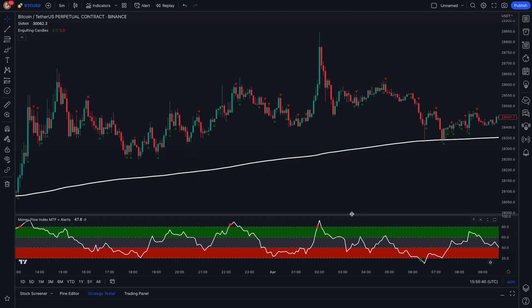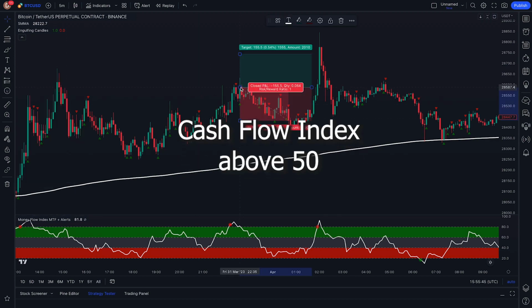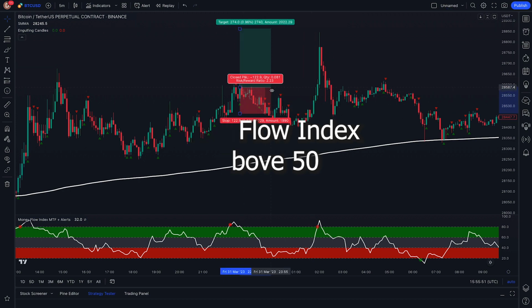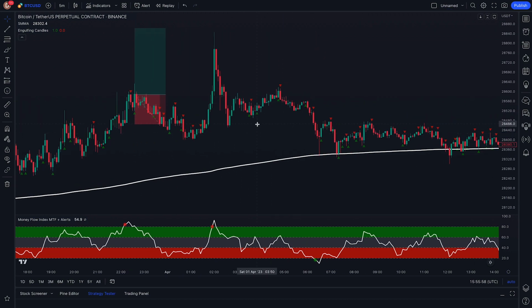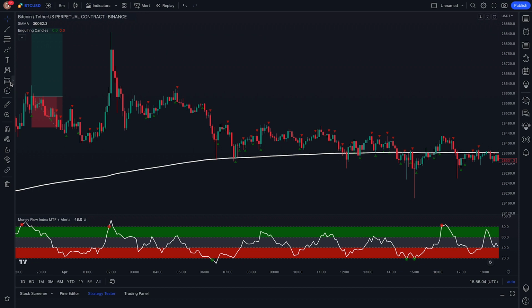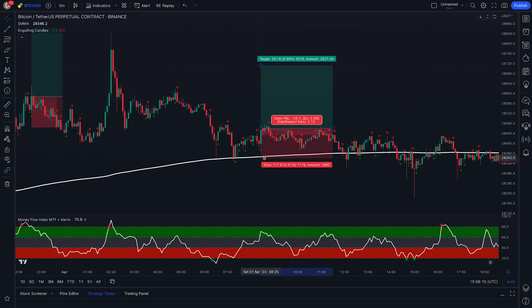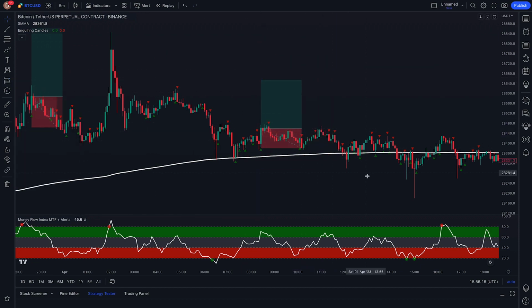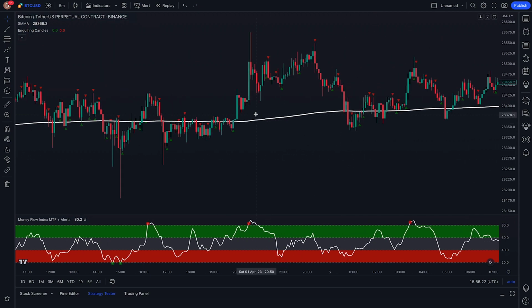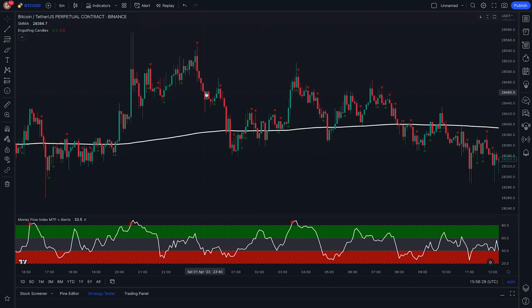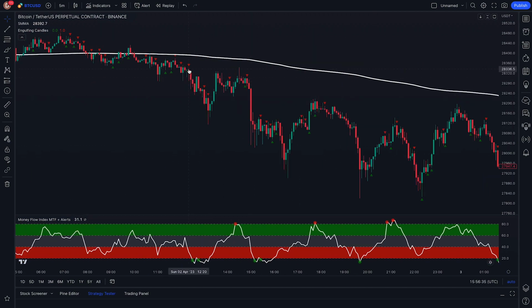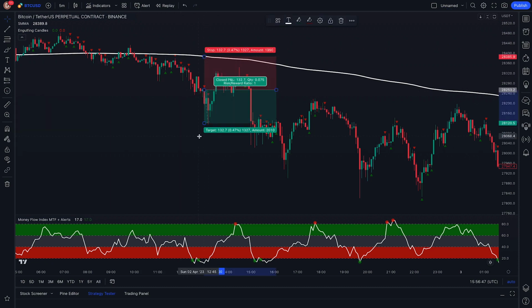Finally, we pay attention to the cash flow index, which should be above 50, which is the final factor for entering a position. Based on the recommendations provided by AI, I tried to analyze the chart and realized that these conditions would not be enough, as they would often lead to unsuccessful trades. We need to make some changes to this strategy, and I'll tell you in advance that the result is worth watching the video to the end.